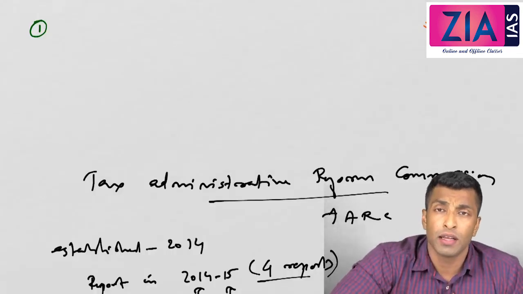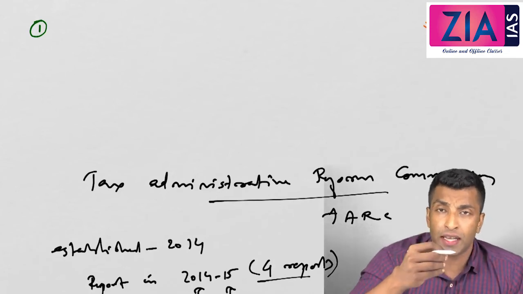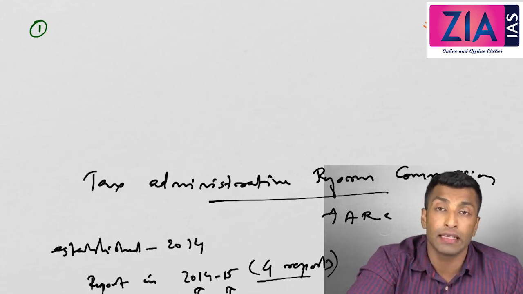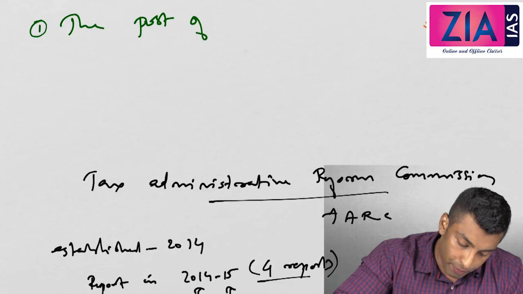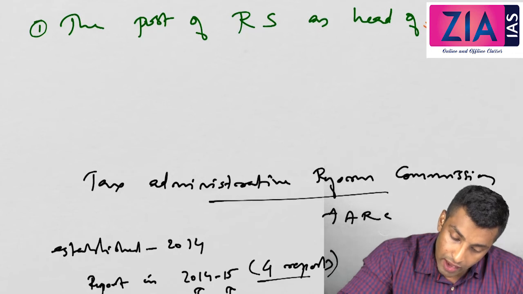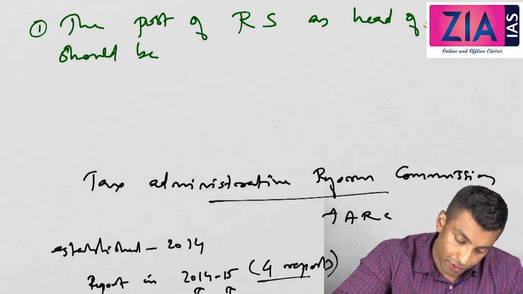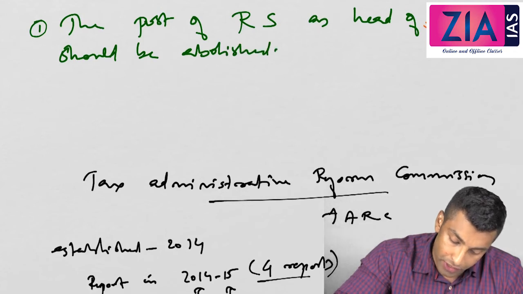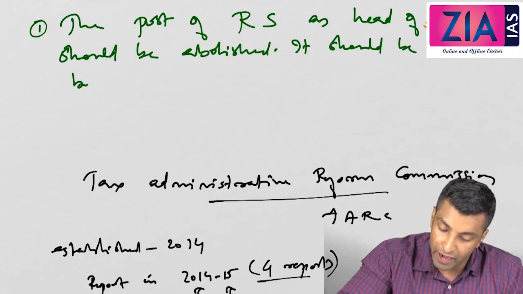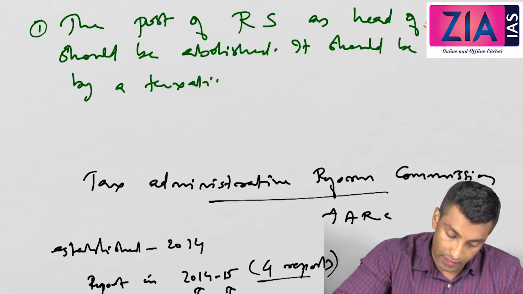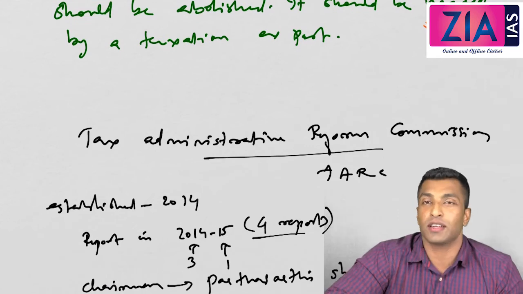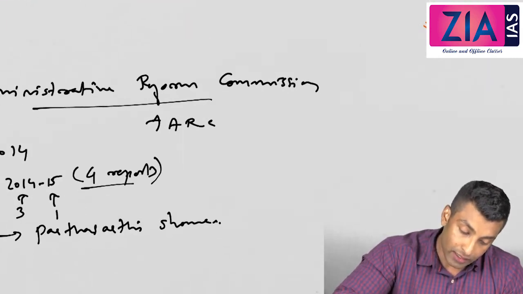The first recommendation is that the post of Revenue Secretary as the head of the IT department should be abolished and it should be headed by a taxation expert. Let me write it down. The post of Revenue Secretary as head of IT department should be abolished and it should be headed by a taxation expert. And what do you think, will it be accepted or not? It is not actually accepted. Now let's look into the second one.